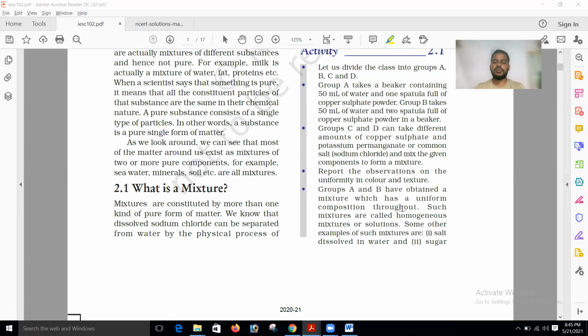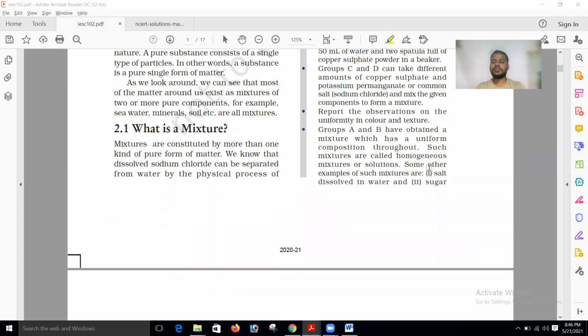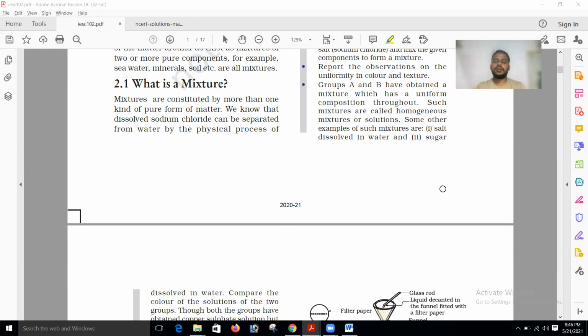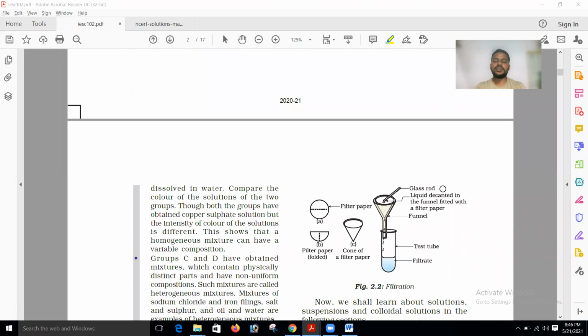homogeneous mixture পাব। Okay, such mixtures are called homogeneous mixtures or solutions. Some other examples: salt dissolved in water, then sugar dissolved in water. Next, compare the color of solutions of the two groups.